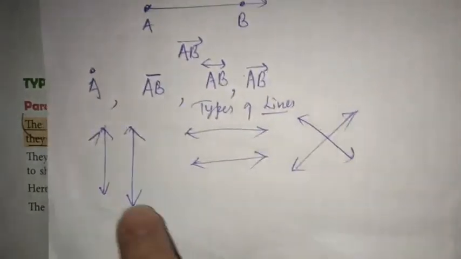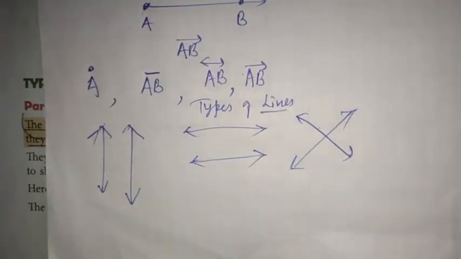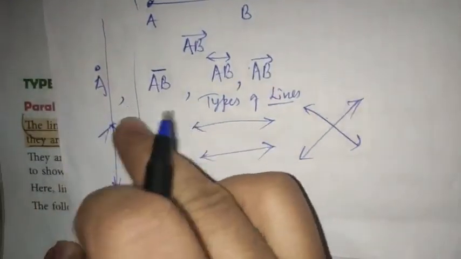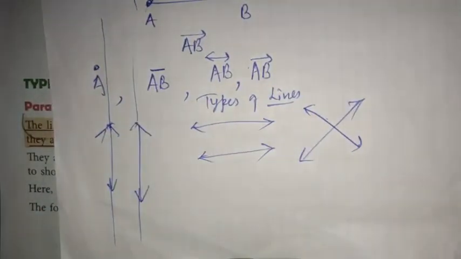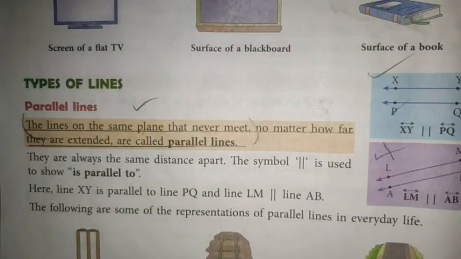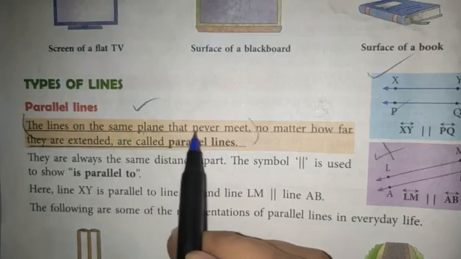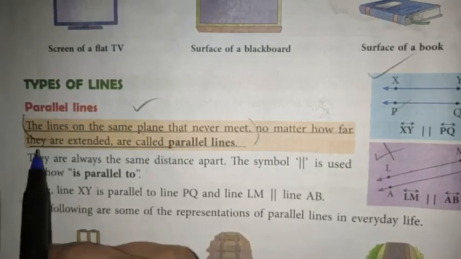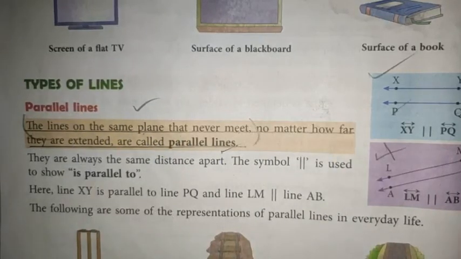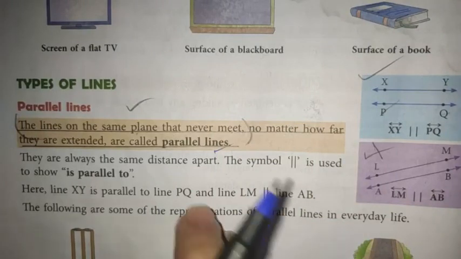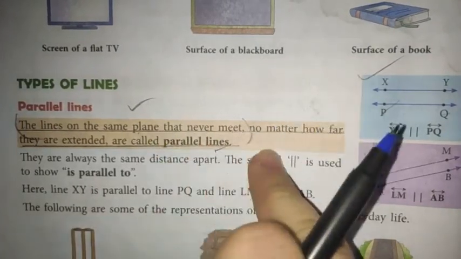The best example here is these two lines. If you extend them as long as you like, they are never going to join. These two lines are never going to meet, so such lines are considered parallel lines. So the lines on the same plane that never meet, no matter how far they are extended, are called parallel lines. In very neat and clean language they have written the definition. This is quite an easy one.